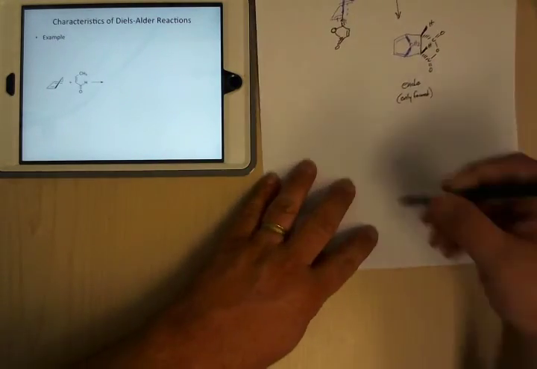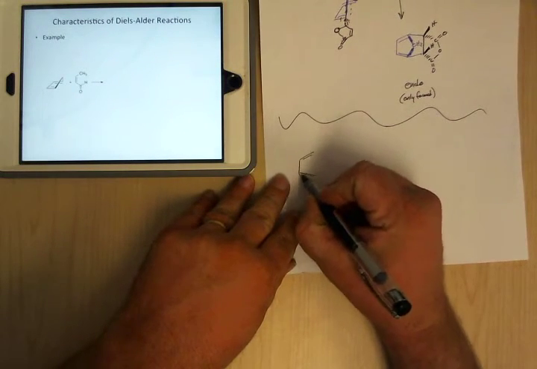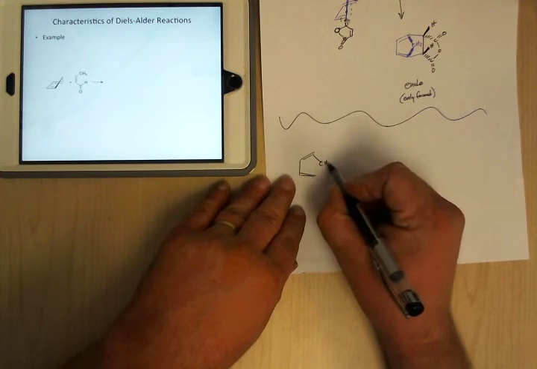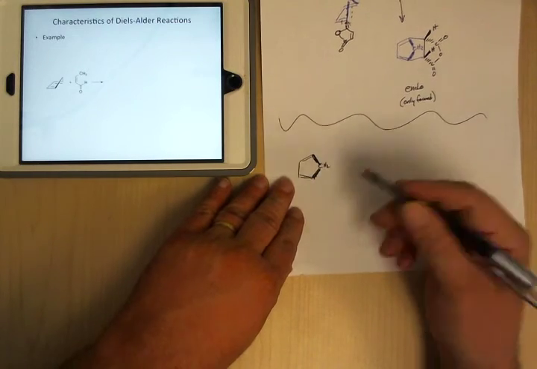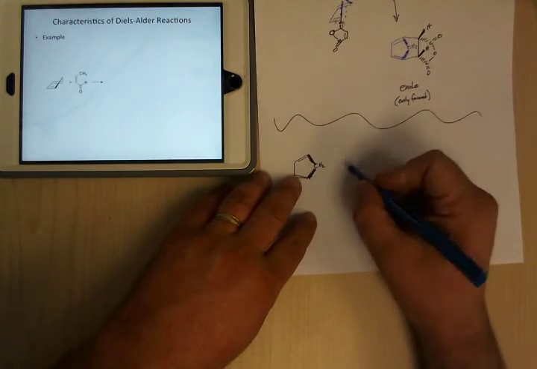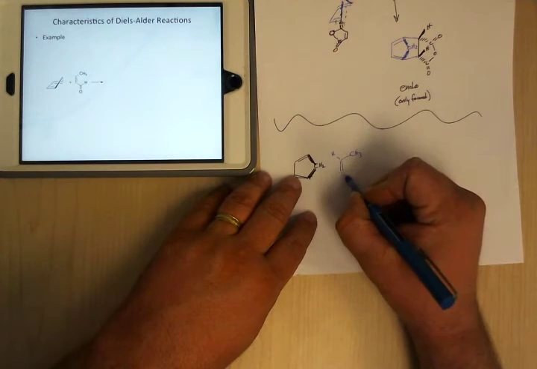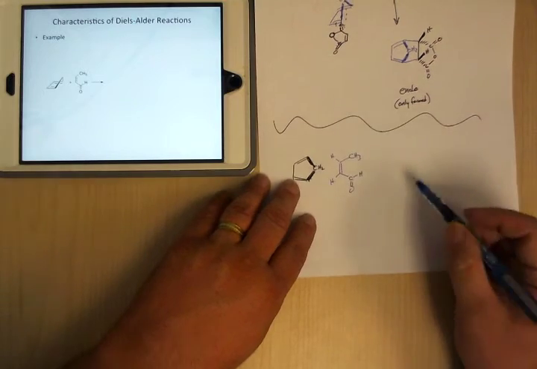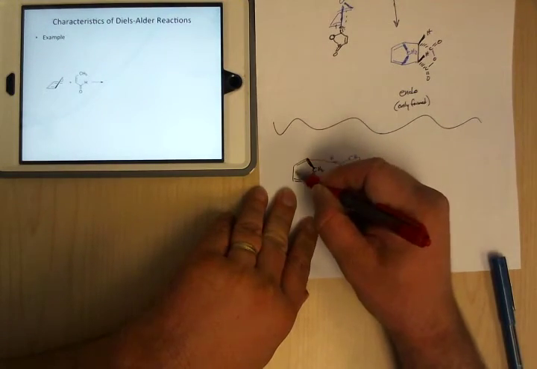Okay, so here we go. So we have our cyclopentadiene. So that's what this is called, right? So we're going to say that's coming up, right? We're going to say that that's where that is. Okay, so you know it's going to form the normal bonds there, and there.